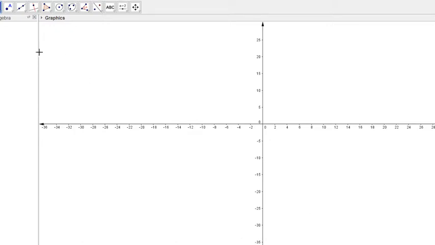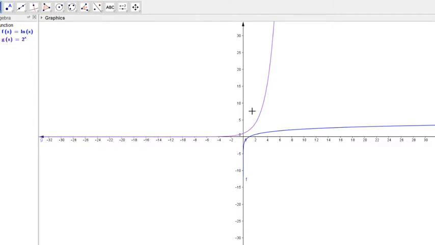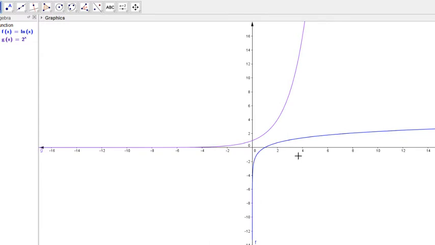So I'm just going to use any standard example. I'm just going to do f of x equals 2 to the x as my exponential function, and then I'm going to do f of x equals log x as my logarithmic function. I need to name that function something else. Alright, so here you can see in purple I've got this exponential function. Let me zoom in a little bit. And in blue I've got a logarithmic function.